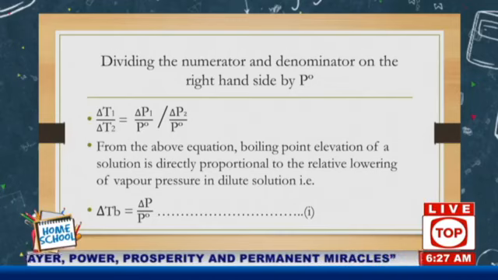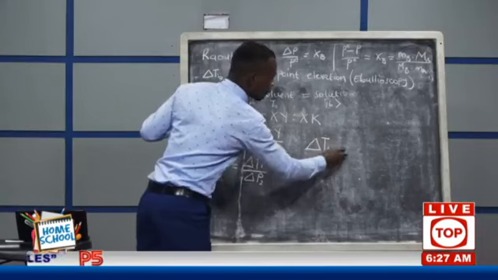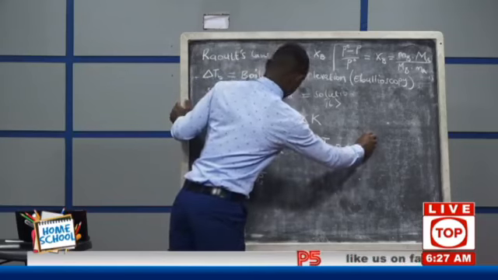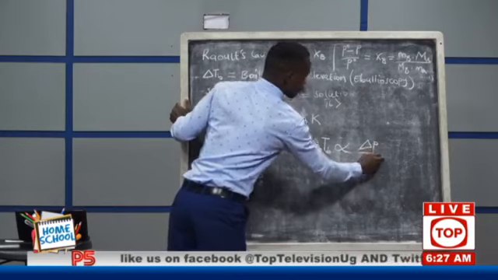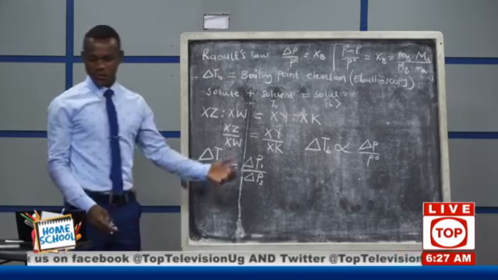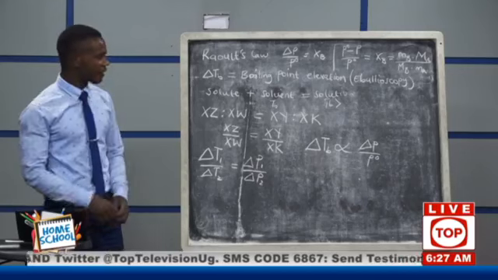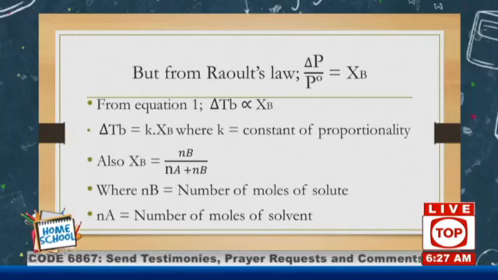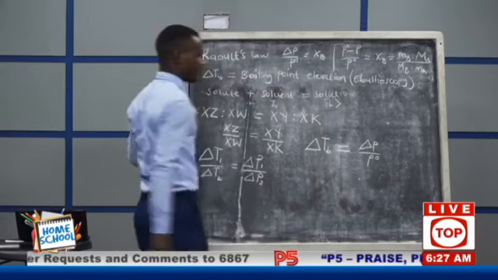We mean that the change in temperature, the boiling point elevation, will be directly proportional to the relative lowering of vapor pressure. That's what we see. Okay? So when we move to our next slide, we shall compare it with Raoult's law. Remember, we already have Raoult's law here.